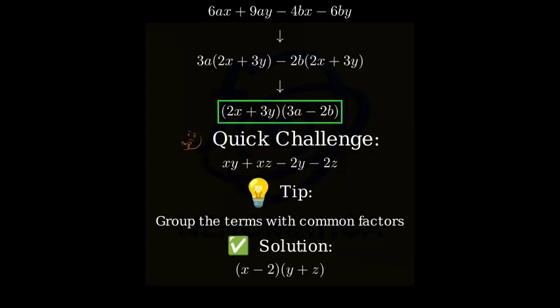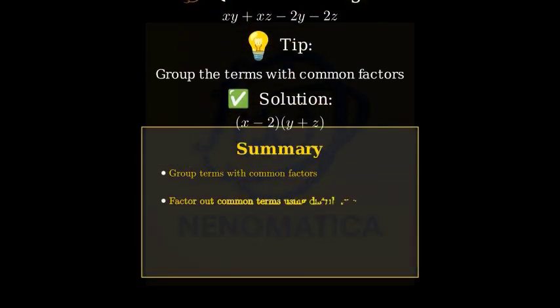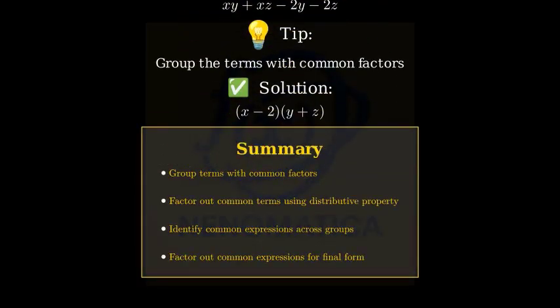Great job! Let's summarize what we've learned about factoring algebraic expressions. First, look for common factors within groups of terms. Second, factor out these common factors using the distributive property. Third, look for common expressions across different groups. Fourth, factor out these common expressions to get the final factored form.